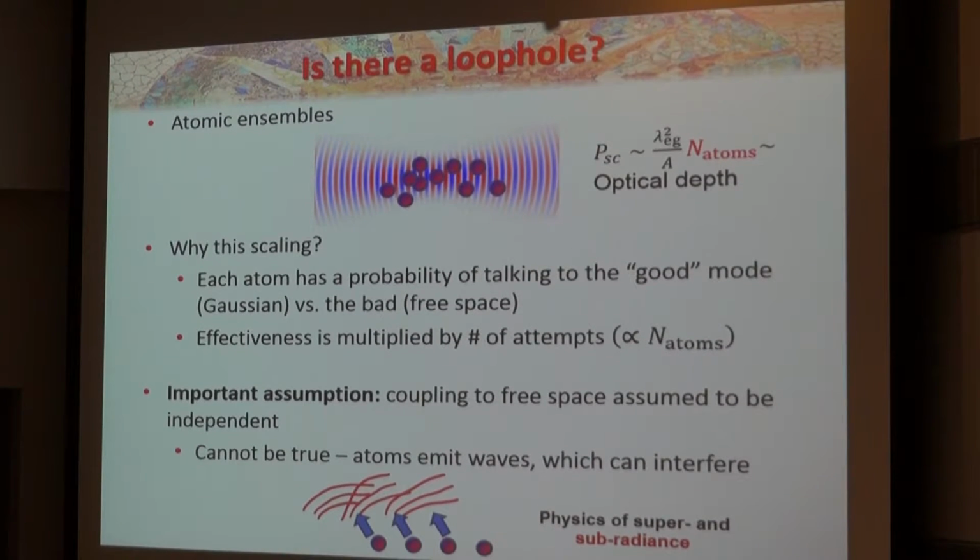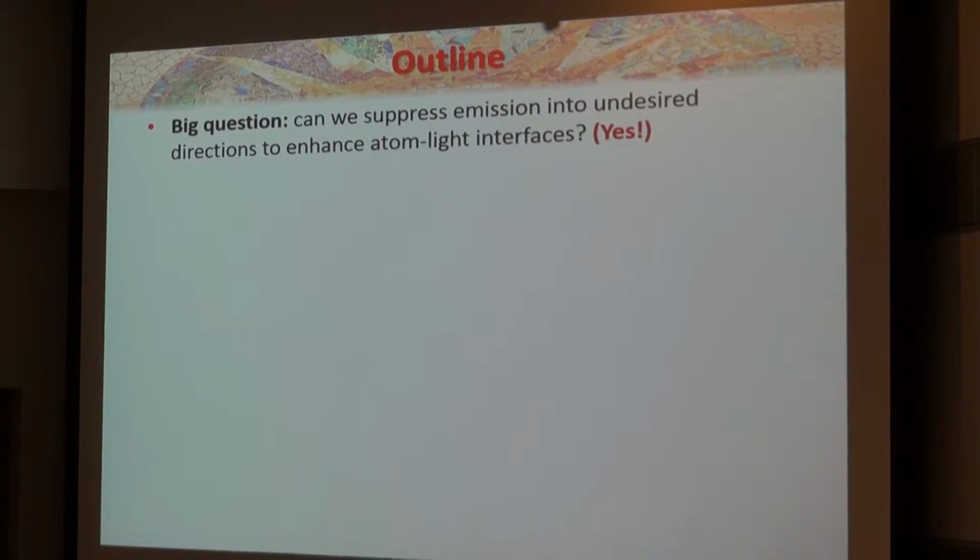This is just words right now, but a lot of you have probably heard of the physics of super and subradiance. And this is essentially what this talk is going to be about: using subradiance, the idea that you can have an atomic excitation and have that excitation be trapped in the atomic system, to enhance atom-light interactions. I'll tell you more about subradiance later on. So the big question I hope to address in this talk is, can we suppress this emission into undesired channels, into free space, to enhance atom-light interfaces? It turns out the answer is yes.